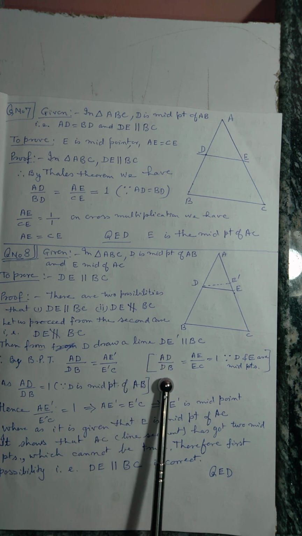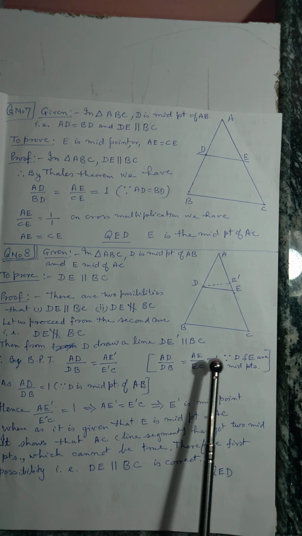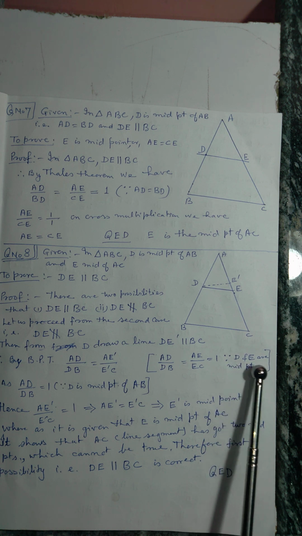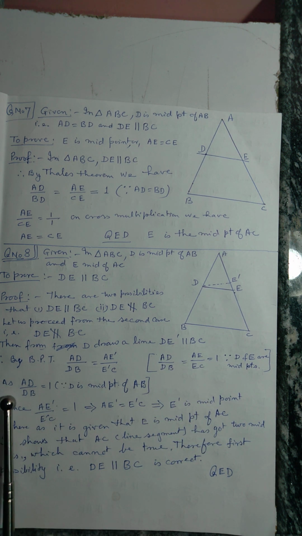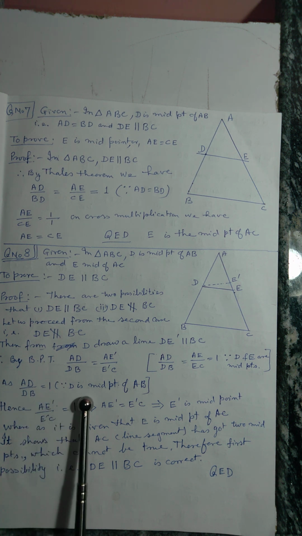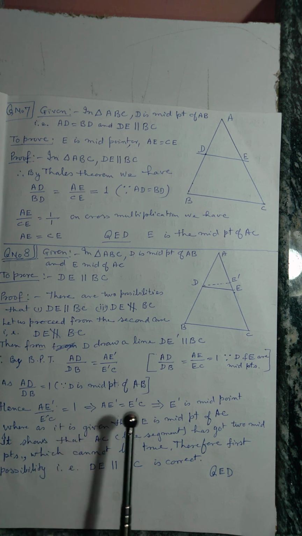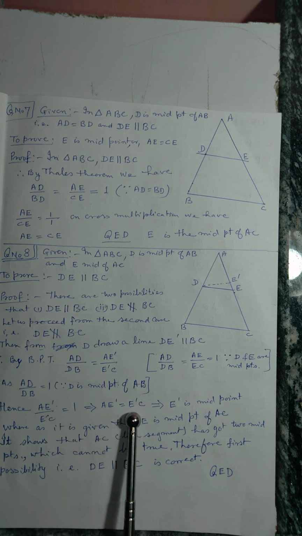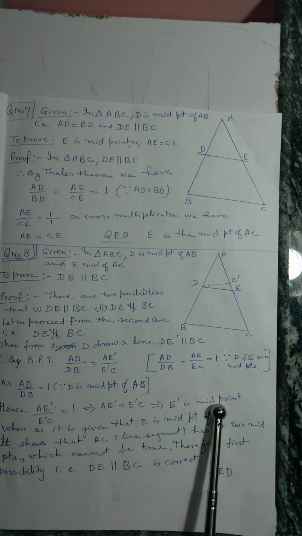You see, AD upon DB is equal to AE upon EC. It is given that it is equal to 1, as D and E are the midpoints. Therefore, the ratio will be equal to 1. So as AD by DB is equal to 1, D is the midpoint of AB. Hence, AE dash upon E dash C is equal to 1. AE dash is equal to E dash C, that is, E dash is the midpoint.